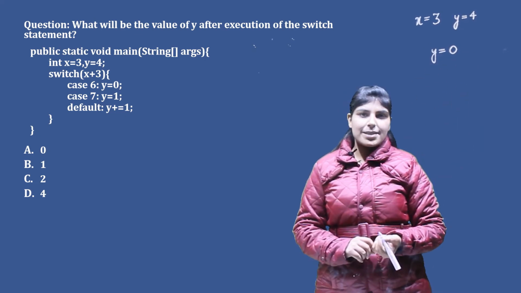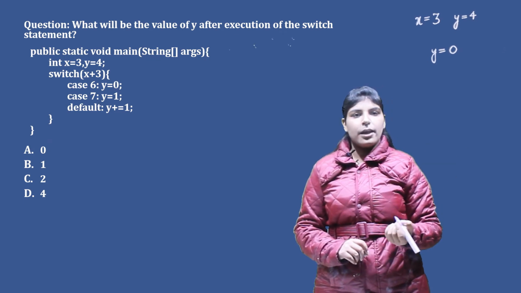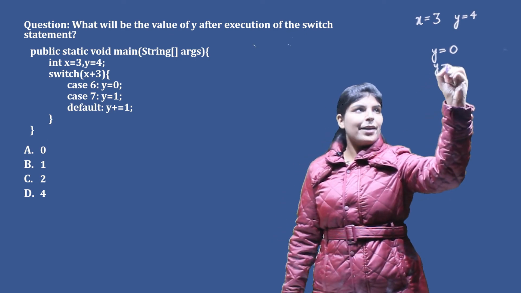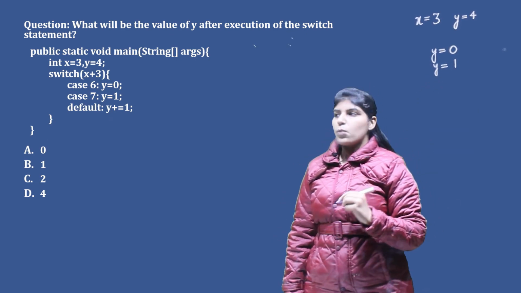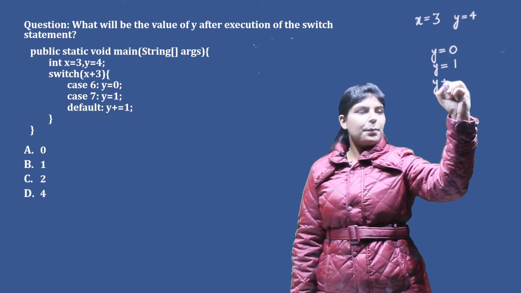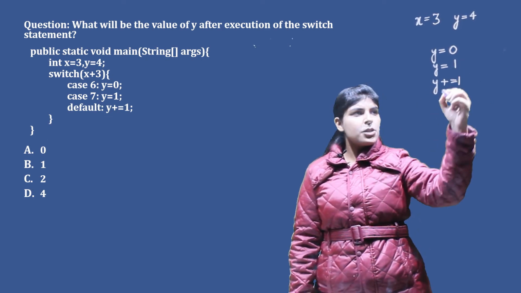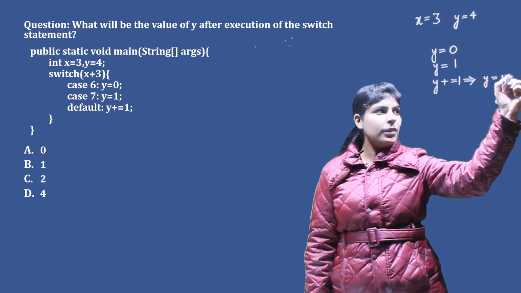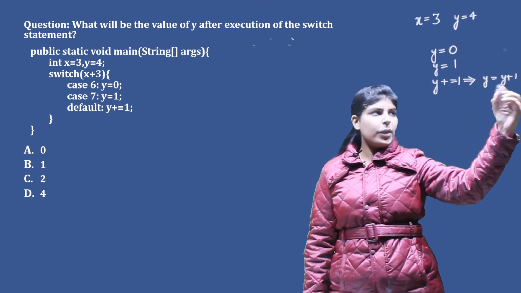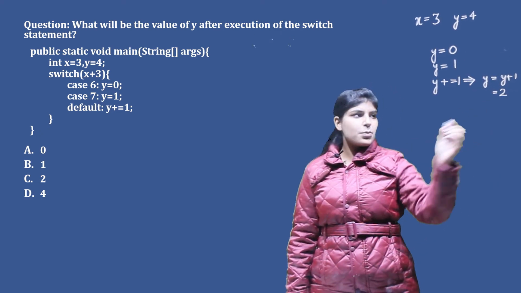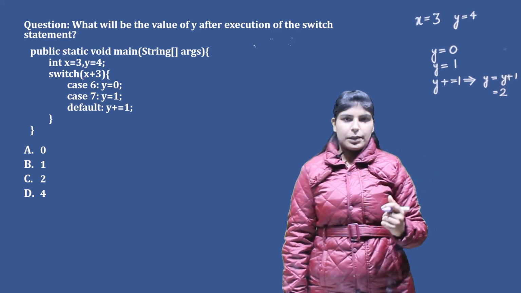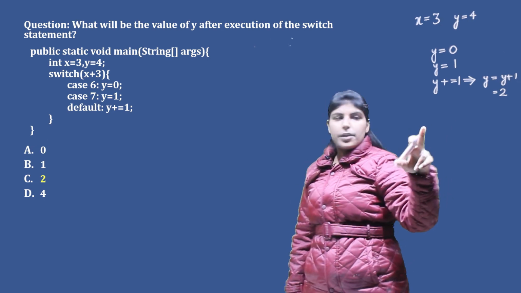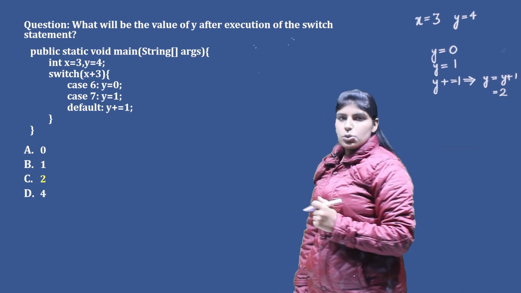So now there is no break statement. I will keep on executing the statements until I find the break statement. So the next statement is y equal to 1. So y will become 1. Next statement is y plus equals 1. So y plus equals 1 means y is equal to y plus 1. So y is already 1. So if I add 1 to it, y will become 2. Now the switch block is terminated because there is no further statement in the switch block. So the value of y after this whole switch is executed is 2. So the output is 2 in this case.